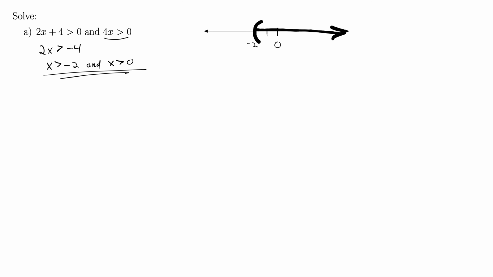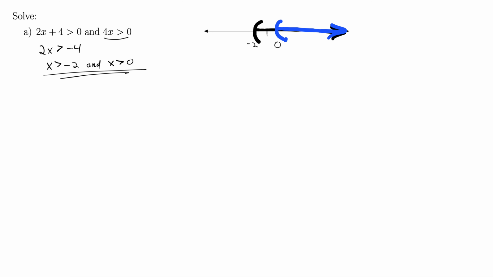Okay, for x greater than 0, well, that's all the numbers bigger than 0, but not including 0. So here, I'm going to start right at 0 and go off to infinity like this. And again, we could also do this as an open circle like that. Pick your favorite.